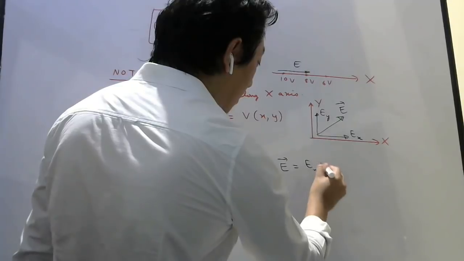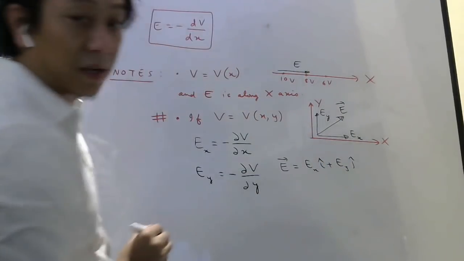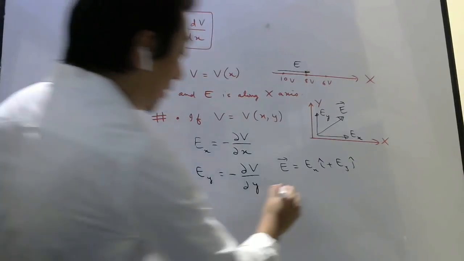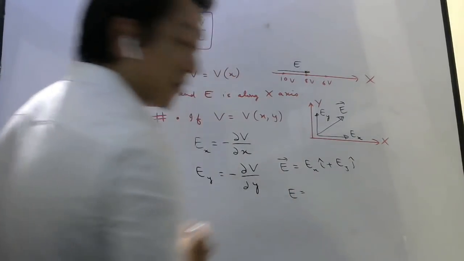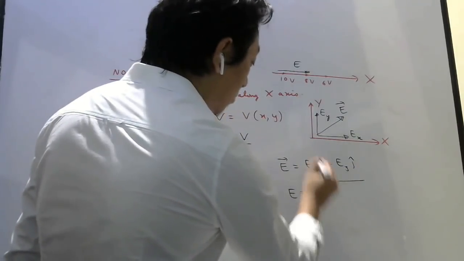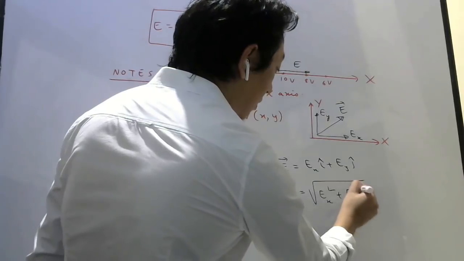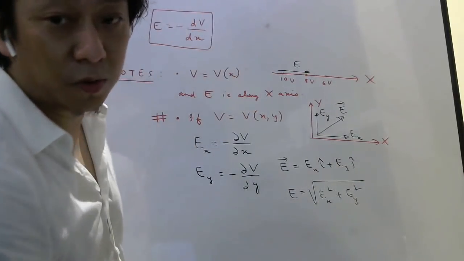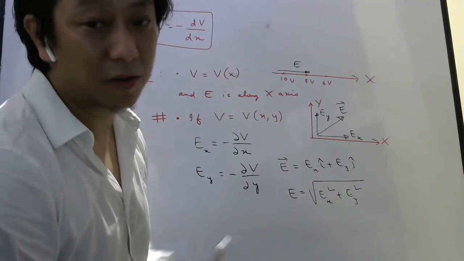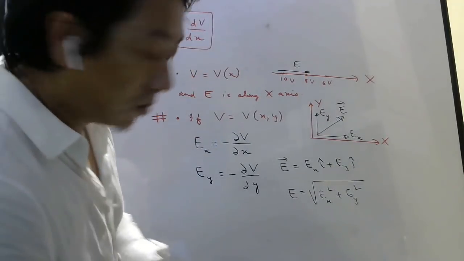And finally, how will you write the electric field? Ex i cap plus Ey j cap. Correct? So this will be your electric field. And then if somebody says find the magnitude, how will you find the magnitude of a vector? Root over x component square plus y component square. You know this from your first PU, and we have done these things previously also. So these things I want you to know.